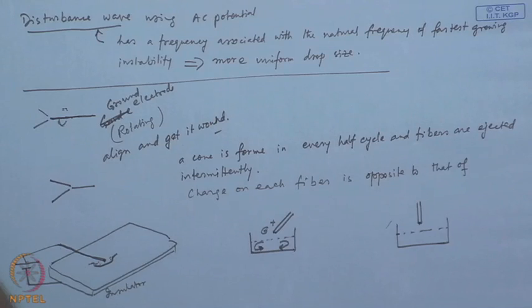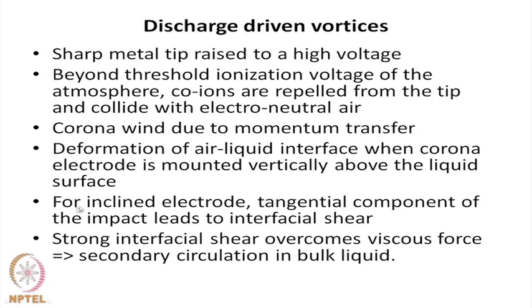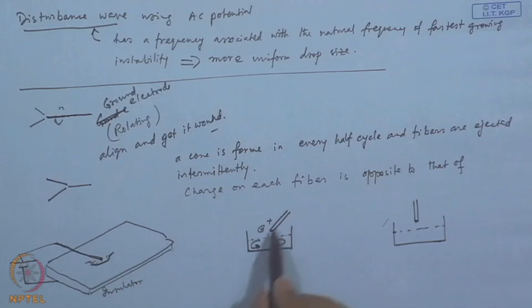However, if we look at the slide, when we have an inclined electrode, the tangential component of the impact leads to interfacial shear. If there is an inclined electrode here, this will cause a tangential component of the impact that leads to interfacial shear.